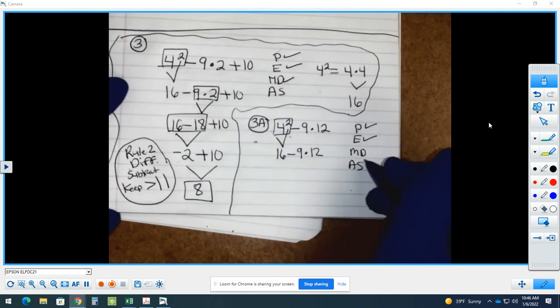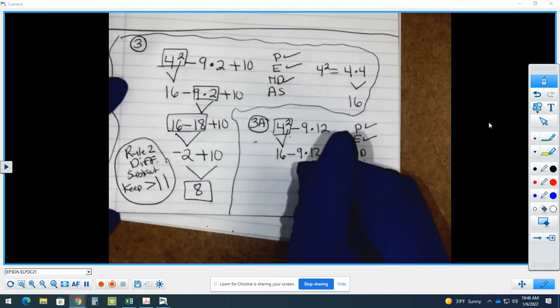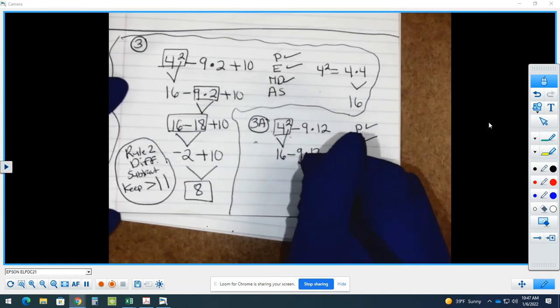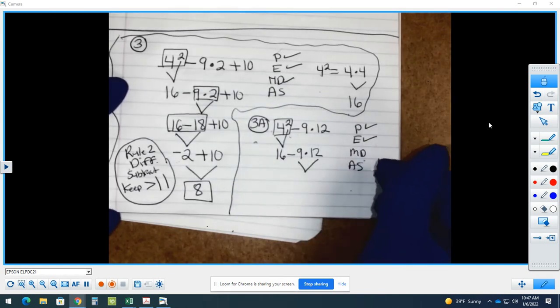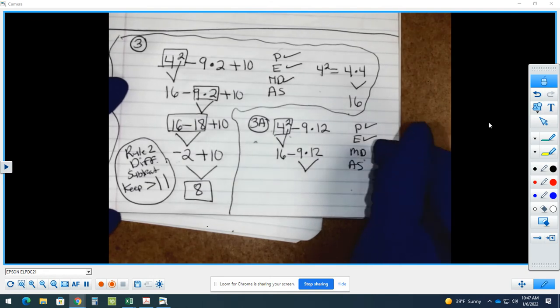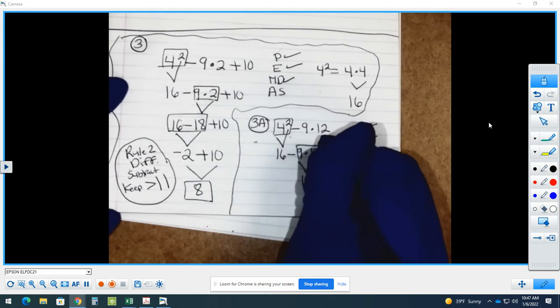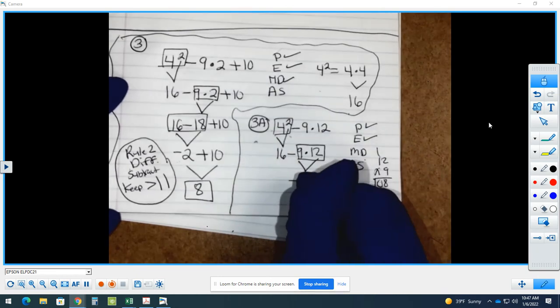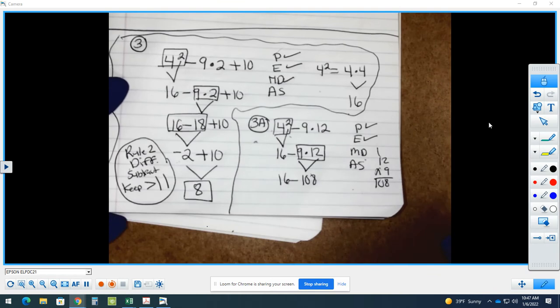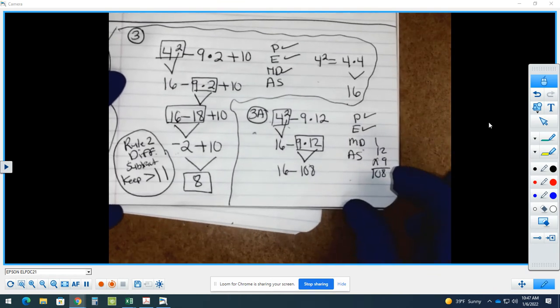Multiply, divide? Yes, 9 times 12, right? So I can go to the side. 12 times 9, 18, 108. Very good. Put a little box around it carefully so you won't make that guy plus. Bring it down. Now we have finally 16 minus 108.